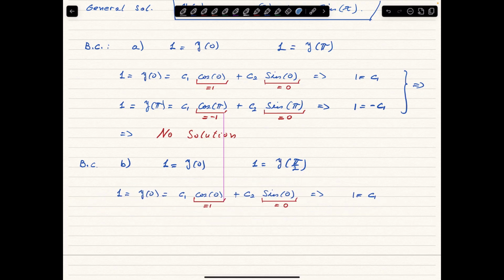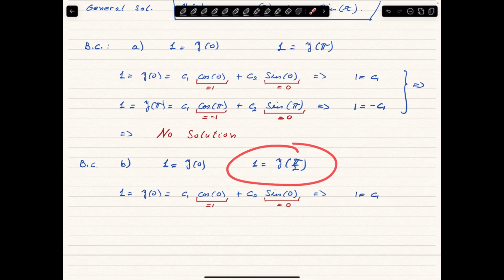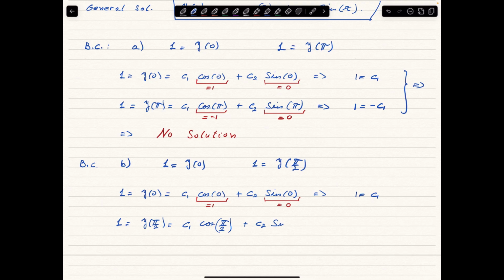You see, this part of the calculation is the same, because this condition is the same. So we evaluate at 0. This is 1, this is 0. We get that. Now let's put this other condition. This condition is also 1 equal to the function at pi over 2. Now, that's different, because we have C1 cosine of pi over 2 plus C2 sine of pi over 2.